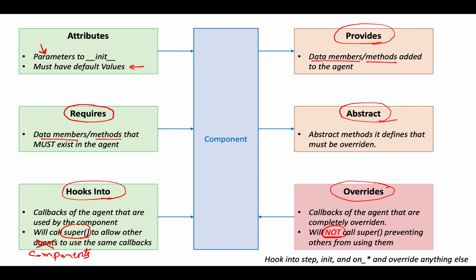Before we go to that, as a rule of thumb, you should hook into step, init, and any callback that starts with on, because these are giving information to the agent, so you should allow other components to receive that information if they need it. But you should override everything else. For example, sign contracts. The same agent should not have two components that are responsible for signing. One component should implement all of the signing logic. Okay?